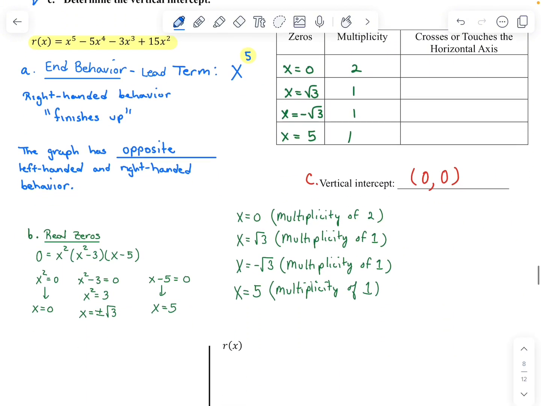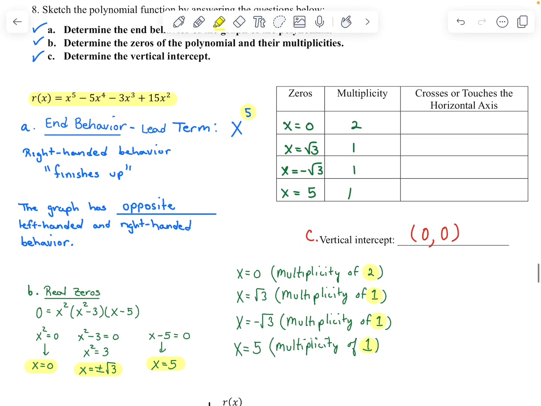We found the zeros of this polynomial in example 6. The zeros were x is equal to 0, x is equal to plus or minus the square root of 3, and x is equal to 5. We also found their multiplicities in example 6. So for x is equal to 0, the multiplicity is 2. For x is equal to the square root of 3, the multiplicity is 1. And for the rest of the zeros, the multiplicity is also 1. So I've gone ahead and placed the zeros and their multiplicities in the chart.